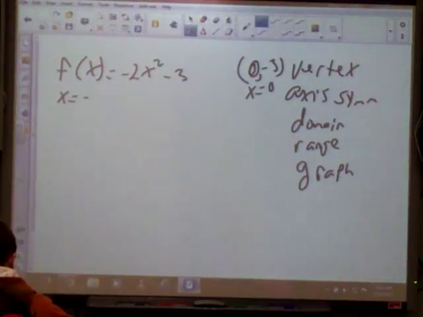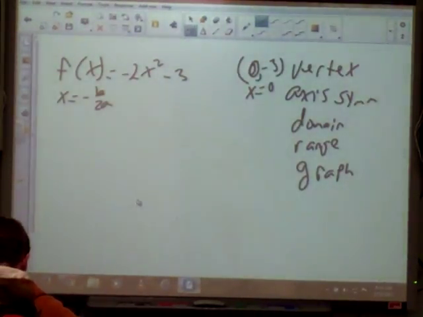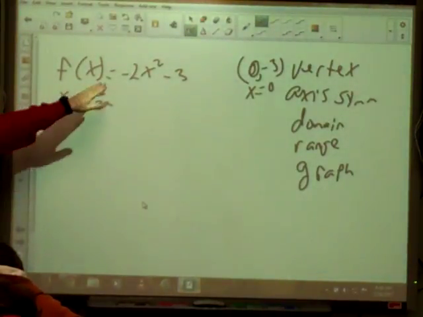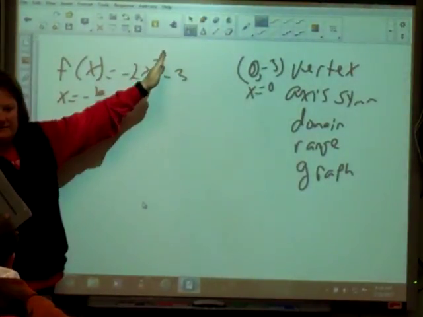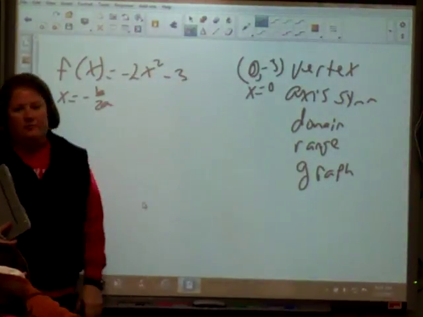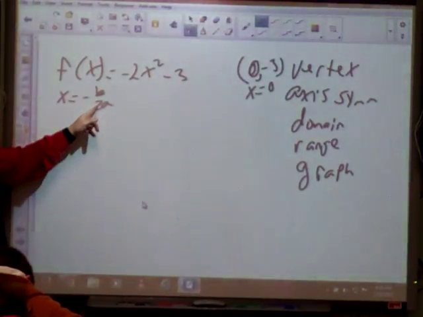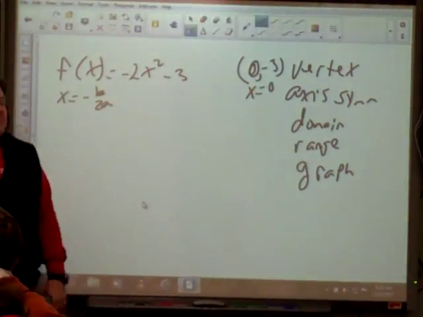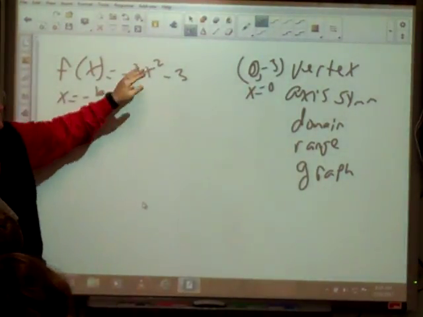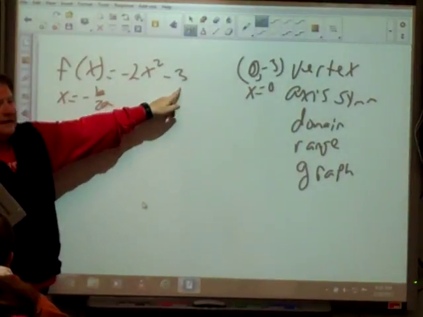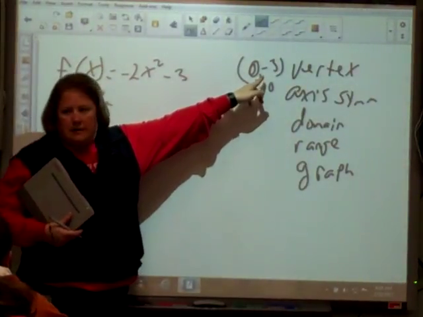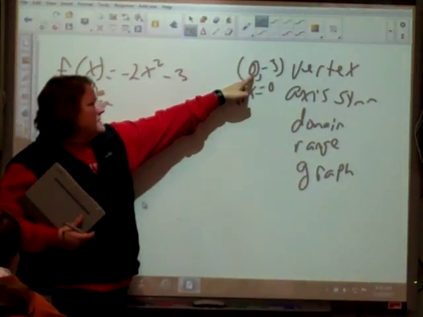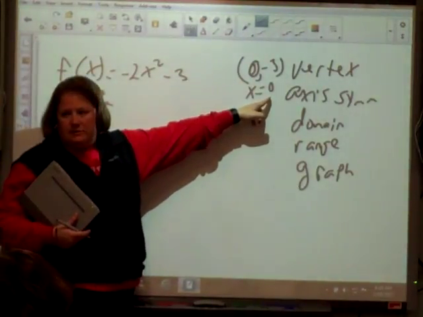Okay, we were looking at negative b over 2a, and what was your b? 0. Because you had ax squared, your a is negative 2. You don't have an x, so your b is 0, and your c is negative 3. So when you do 0 divided by anything, you get 0. Now when we plug that back in, 0 squared times negative 2 is 0. You just had the negative 3 left.